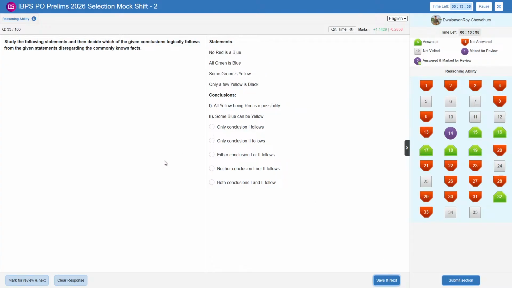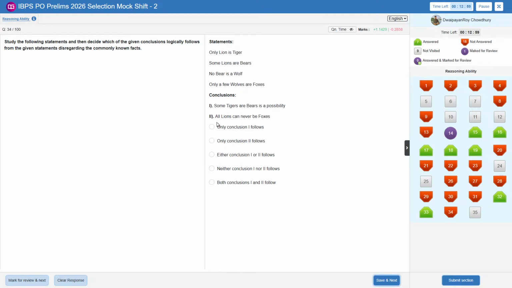No red is blue. All green are blue, and some green are yellow. Only a few yellow are black. All yellow being red, no, it's not a possibility. Some blue can be yellow. Some blue are yellow, why can it be? So both are incorrect, neither follows.